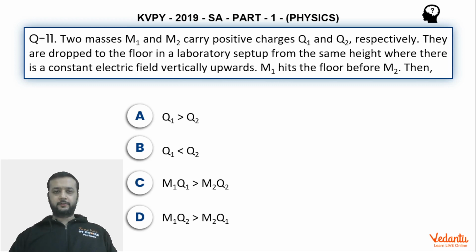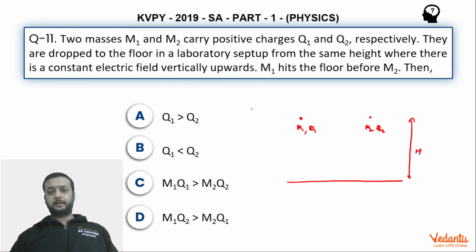There are two positively charged particles of masses m1 and m2 and having the charges q1 and q2. Both of them have positive charge of values q1 and q2, and they are dropped from the same height on the ground. Let's say this height is h, in the presence of an upward constant electric field E. So both of the charged particles are facing the electric field E in the upward direction.